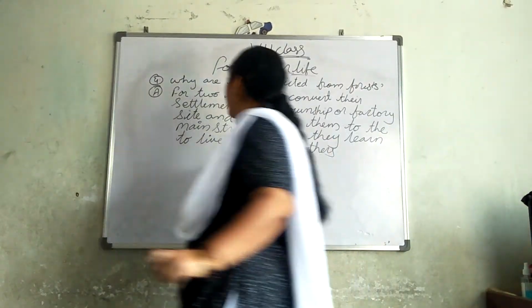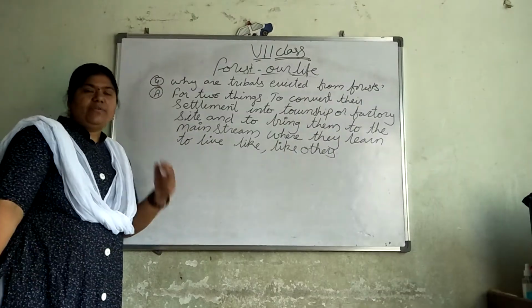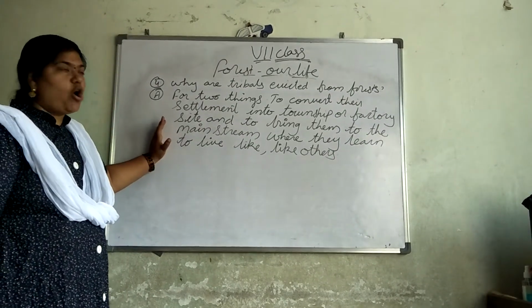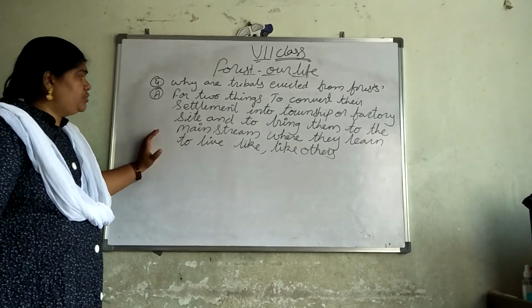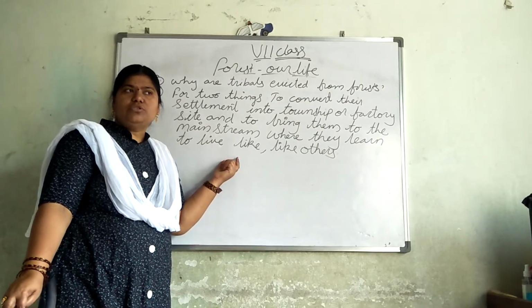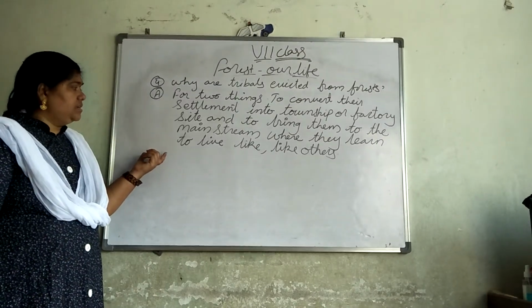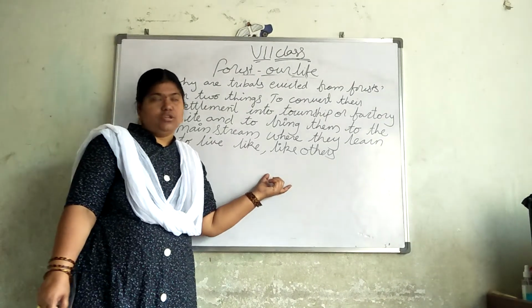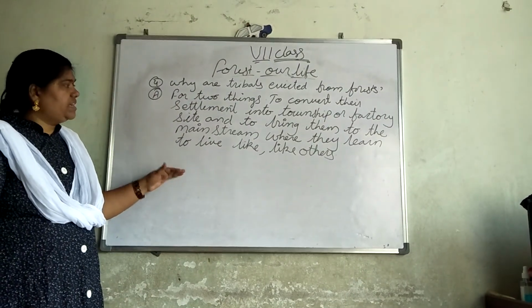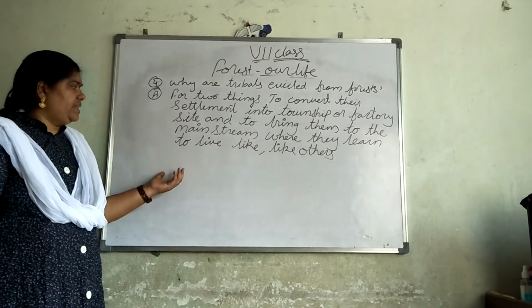So coming to here, why are tribals evicted from the forest? For two things, they are evicted from the forest. For what purpose? To convert their settlements into township or factory sites and to bring them to the mainstream. Means they have to know about the society, they should learn education and they also should earn money, where they learn to live like others also. Did you understand how they are evicted for two things? What are those? To convert their settlements into townships or factory sites and to bring them to the mainstream, where they learn to live like others.